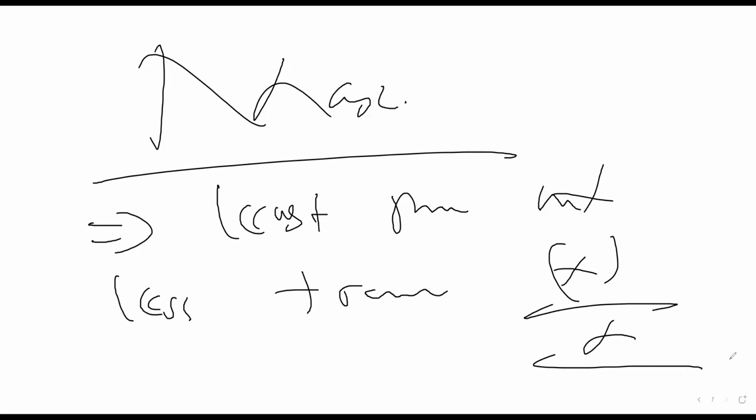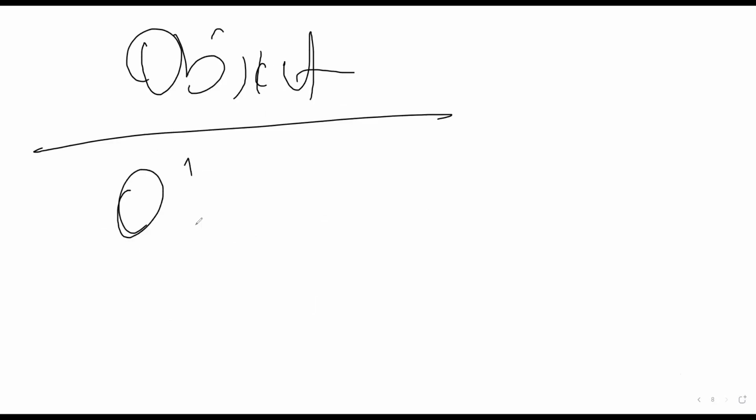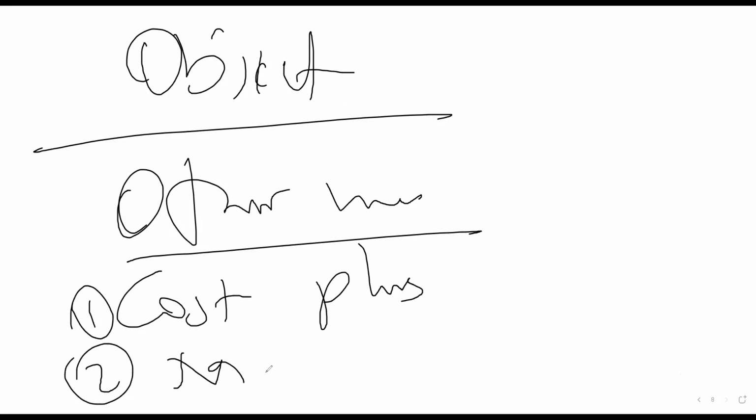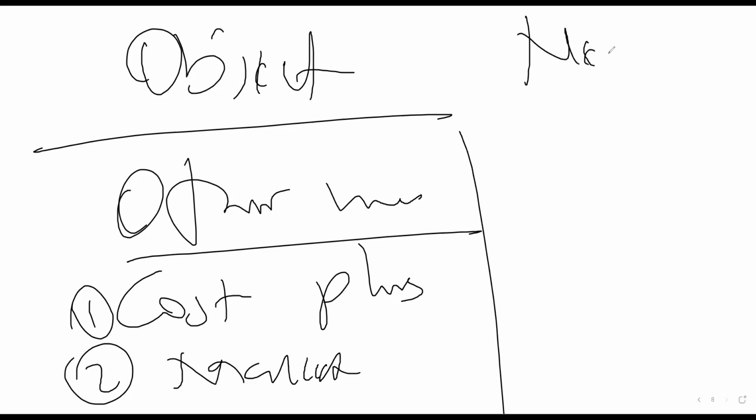So from here, we now talk about the objective of transfer pricing. What are the other methods we can use? Other methods: we have cost plus, we have market price, we have negotiated price.